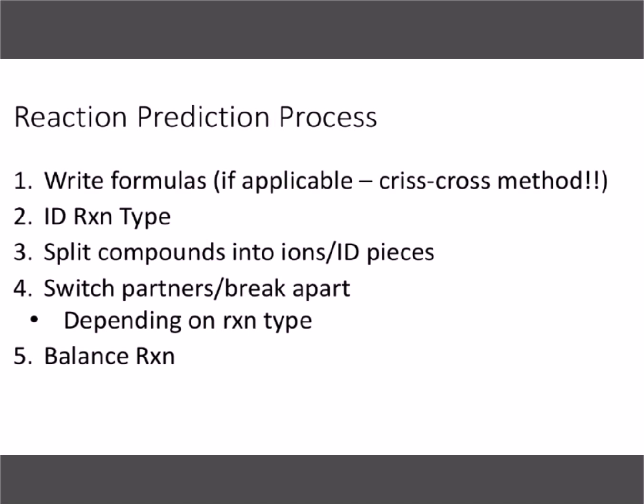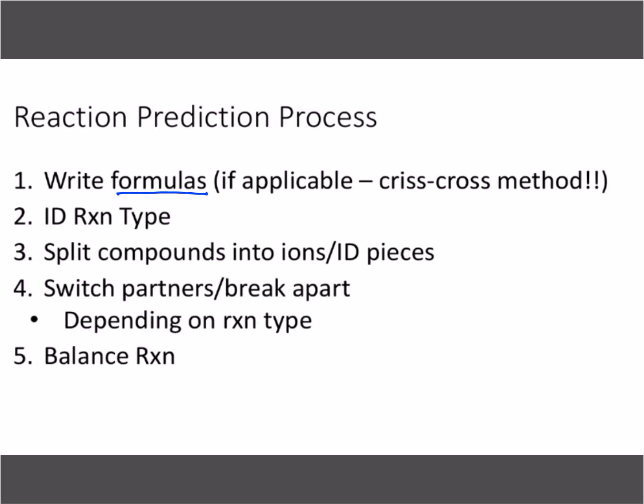So, first things first is you got to write the formulas. That means going from the name to the formula, if possible or if needed. Sometimes they'll already give you the formula. That makes it a little bit easier. Okay? Use the crisscross method, folks.